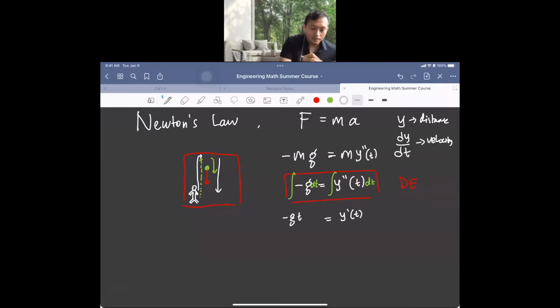You can add the constant left or right, it doesn't matter. Just add it on the left, let's say, plus a constant. Now this still has a differential. It's not what we want. We want to remove all the differentials, so we integrate once more, with respect to dt.